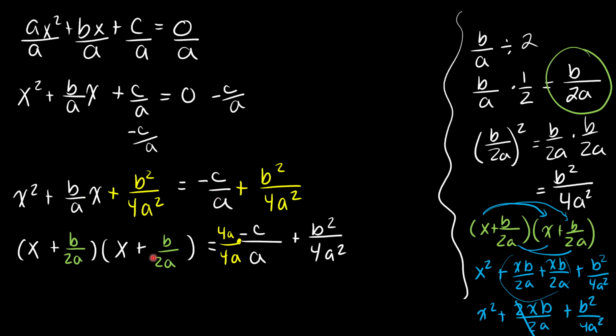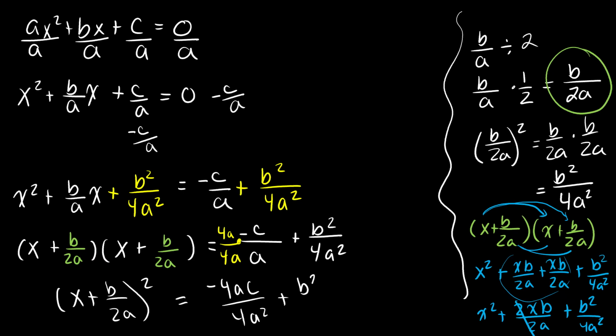So if you're like, I don't think I trust you to be telling me the right thing there, I wouldn't blame you. I'm a stranger from the internet, probably, unless I'm not. So you might say, I want to see that it works out. So it does work out. So what this is, is x plus b over 2a all squared. On the right here, remember this is multiplication, so this is going to be negative 4ac over 4a squared, and we have b squared over 4a squared.